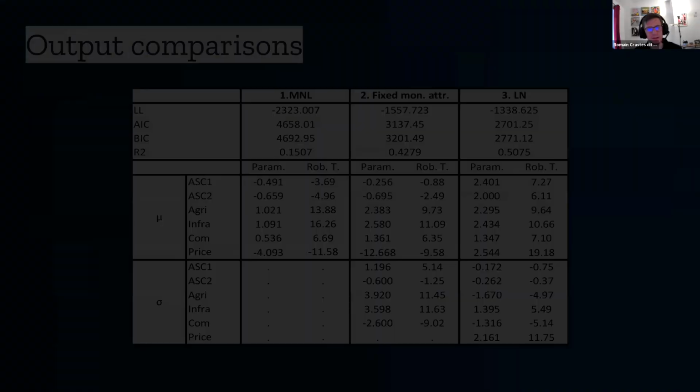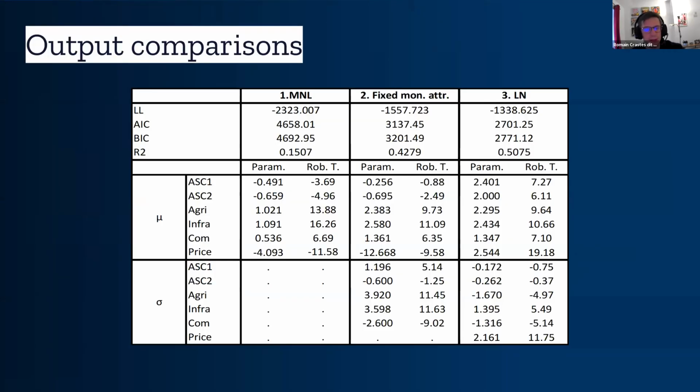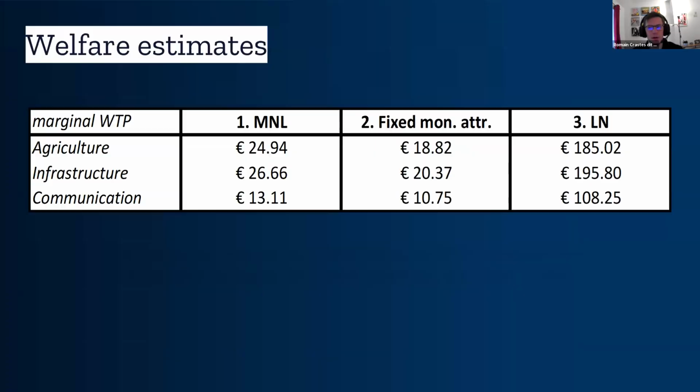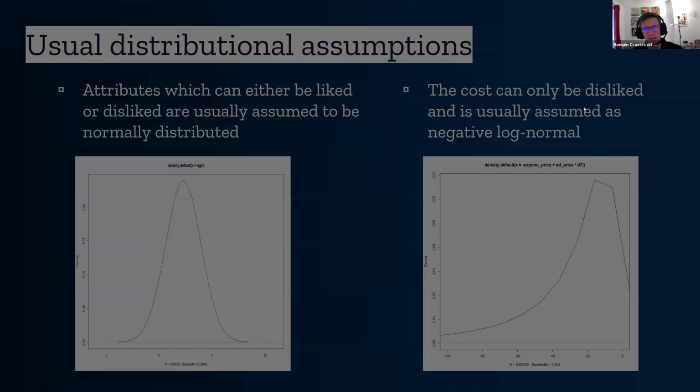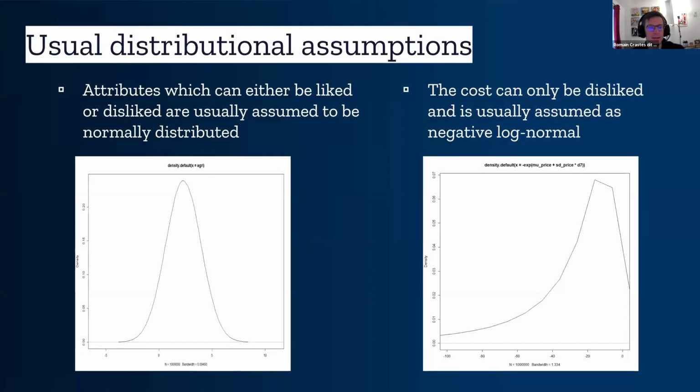Okay, then I just derive welfare estimates. For the multinomial logit model, I divide my beta for agriculture, for example, by the negative of the beta of the price. For the log normal model, it needs to be simulated, okay? So the way it's done is that I simulate 10,000 or a million points from the distribution of agriculture estimated by the model. And I do the same for the distribution of price, and I divide one observation by another, and I just take the average of all of that.